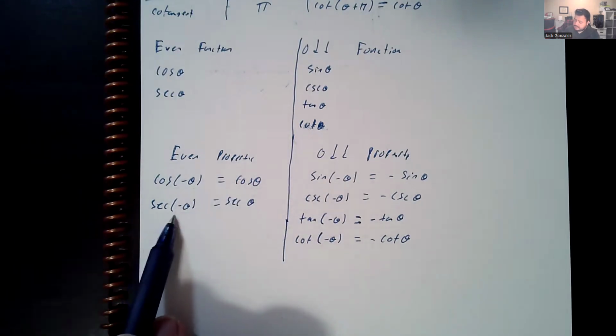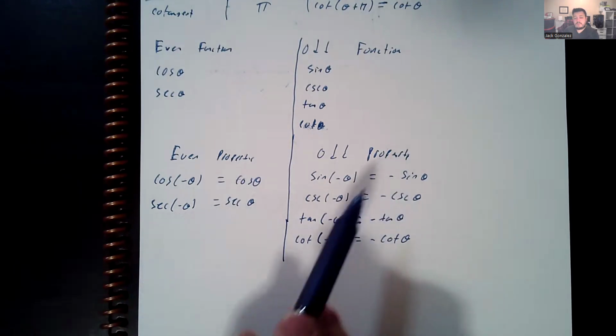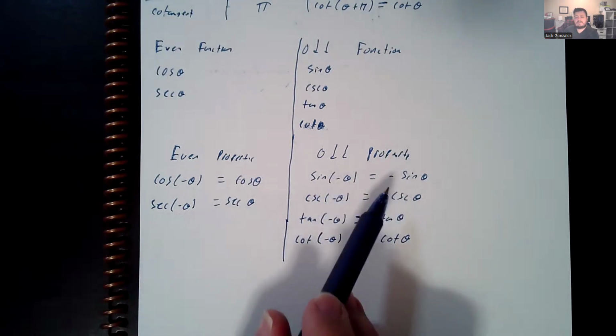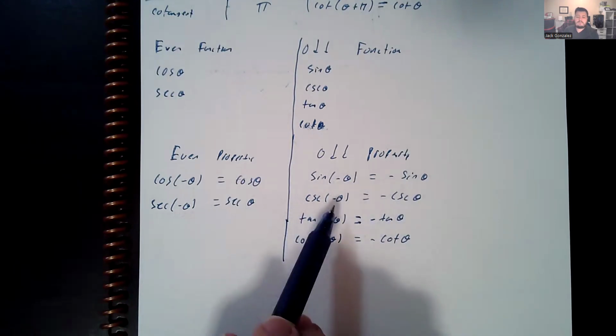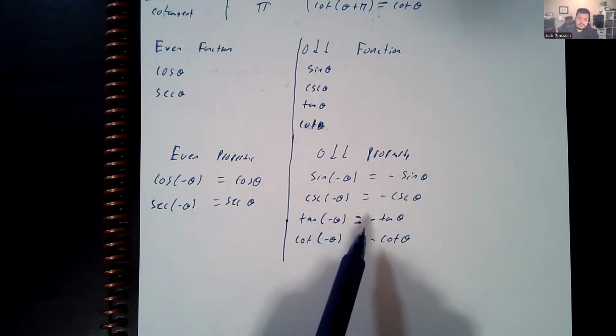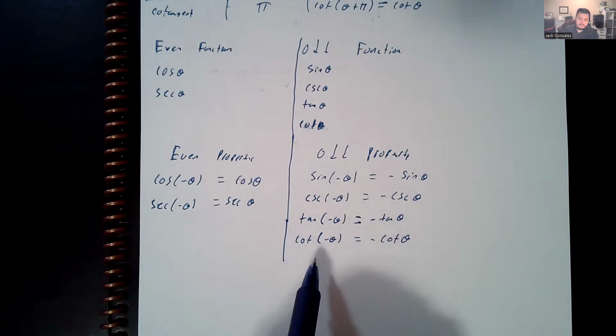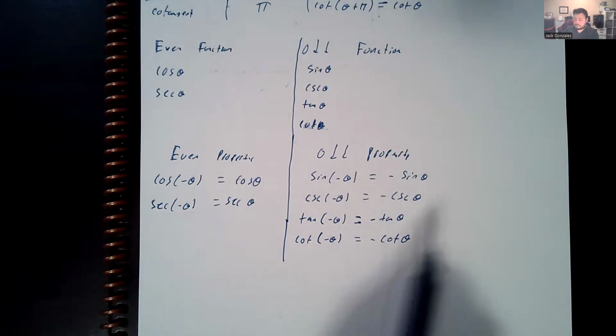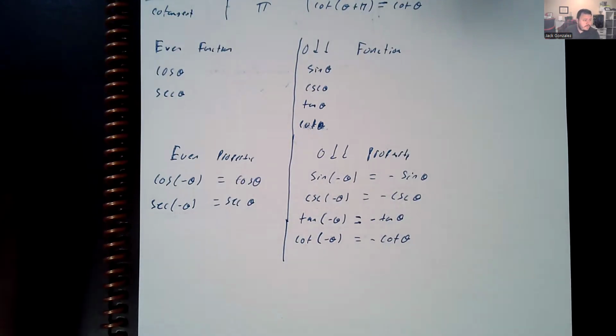Secant of negative theta is the same as secant theta. The sine of negative theta is the same as negative sine theta. Cosecant of negative theta is the same as negative cosecant theta. Tangent of negative theta is equal to negative tan theta. Cotangent of negative theta is equal to negative cotan theta. So in the homework, you'll have some examples where they plug in a negative and you just use these properties. It's nothing crazy. But we'll stop here.